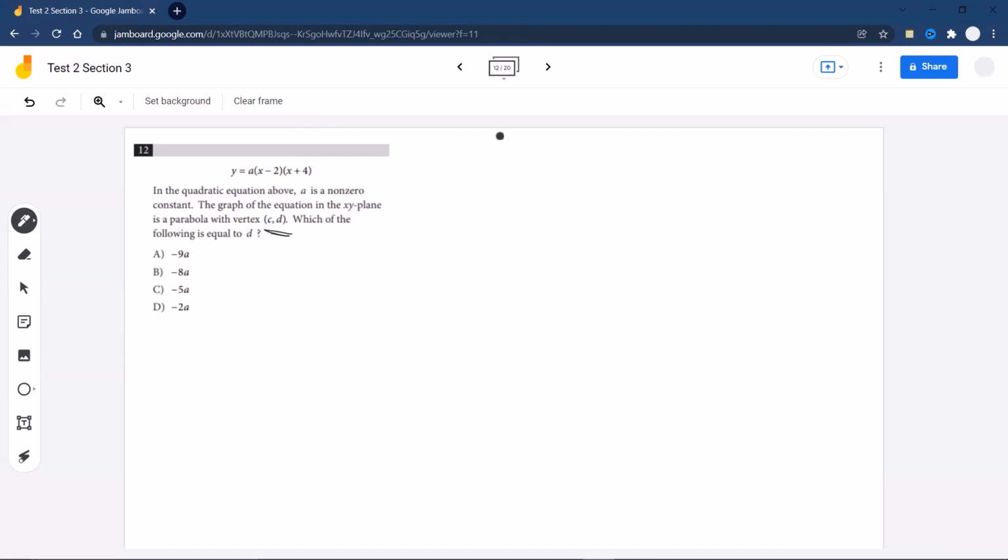The first thing we need to do is find the C coordinate of our vertex, which is essentially: what point cuts a parabola in half? What x value decides when this is cut in half? The way to find this is to take an average of the x-intercepts. If we look at the information we've been given, we can deduce what the x-intercepts are by setting this equal to 0. x minus 2, x plus 4 equals 0. A is just a constant, so it doesn't matter.